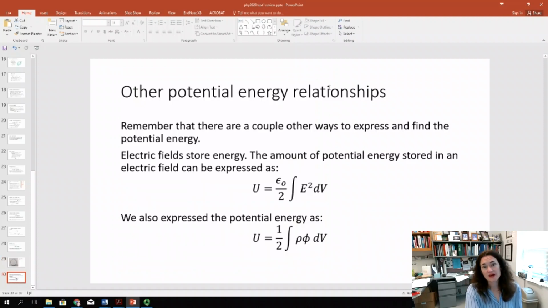And finally, we talked about other ways to calculate the potential energy. Remember that any energy that's stored is stored in the form of an electric field. And so your equation here for the potential energy in terms of the electric field is U is equal to epsilon naught over 2 times the integral of E squared dV. So if you know what your electric field expression is, then you can integrate the square of the field over the volume to find the stored potential energy. There's also this expression. U is equal to 1/2 times the integral of rho phi dV. So if you know your charge distribution rho and your potential phi, then you can integrate that and divide by 2 to get your potential energy.